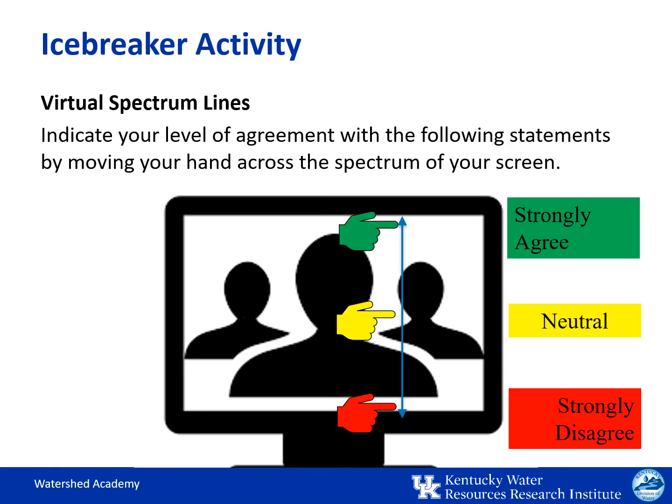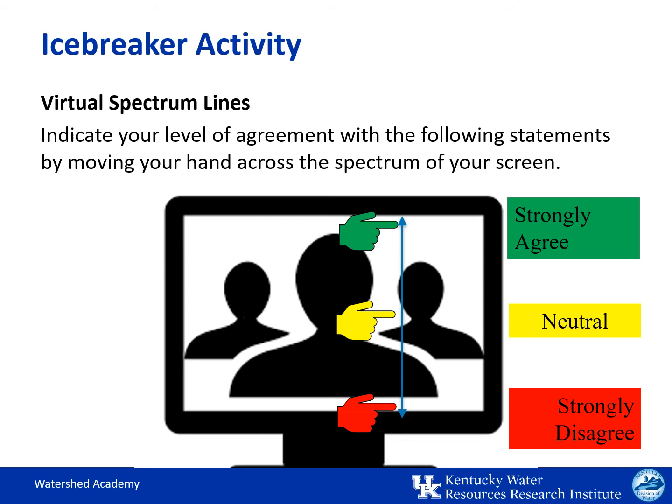It's also great to start meetings with icebreaker activities. One that you could do is a virtual spectrum line. You can also do spectrum lines in person by requesting that people line up according to their level of agreement with various statements. In person, it gets people out of their seats and moving, and it provides some visual feedback on where people are on agreement with those issues.